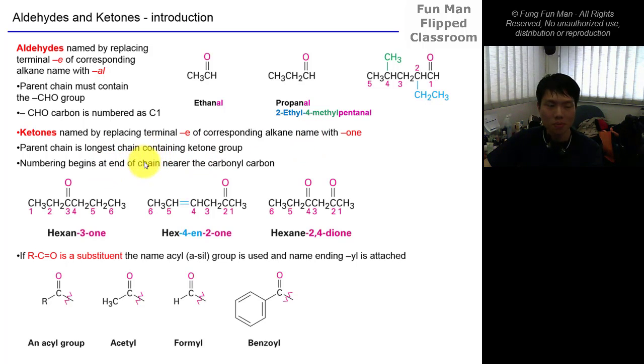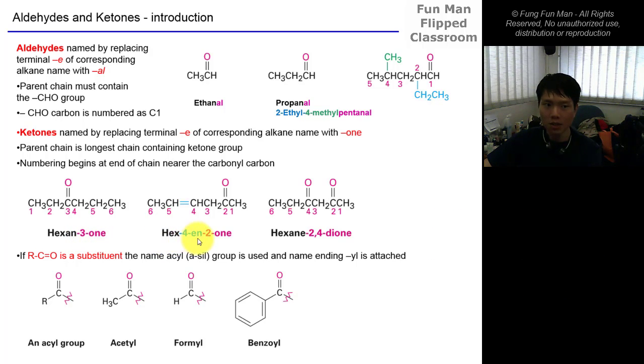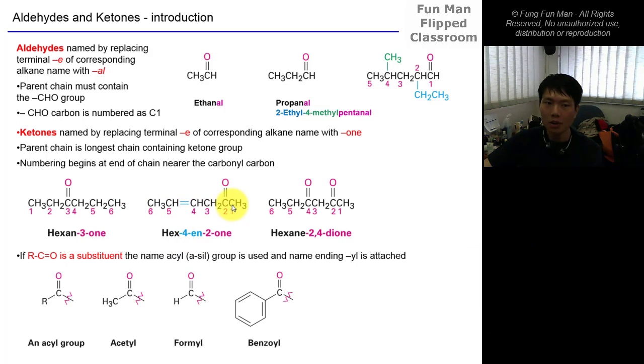For the ketones, we replace the terminal E with a corresponding one, not 1. So this is called hexan-3-one, don't say hexane 3-1. This is hex-4-en-2-one because the primary functional group in this molecule is a ketone. Ketone trumps your alkene, so this number must be the smallest. So we count from the right-hand side 1, 2, 3, 4, 5. Between carbon number 4 and 5 we have the alkene. Carbon number 2 we have got the ketone. So hex-4-en-2-one. This is hexane-2,4-dione.